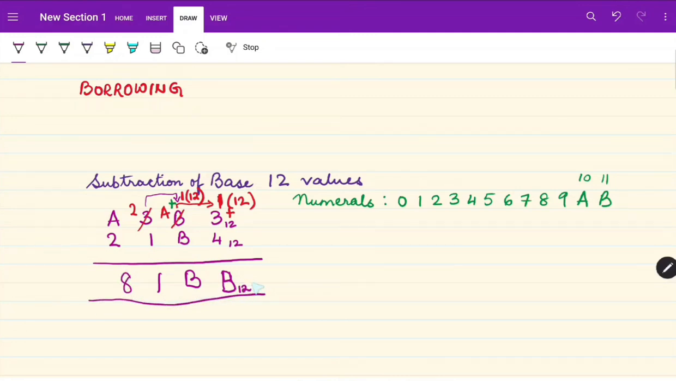Of course, indicate that the result is a base 12 value. So 8, 1, B, B, base 12. The answer is 8, 1, B, B in base 12. That is the final answer from the subtraction. All right.